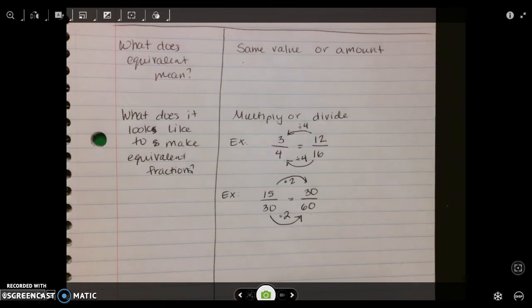And that's essentially all that we have to do: look for what my number relationship is, and it has to be multiplying or dividing. It cannot be adding or subtracting.